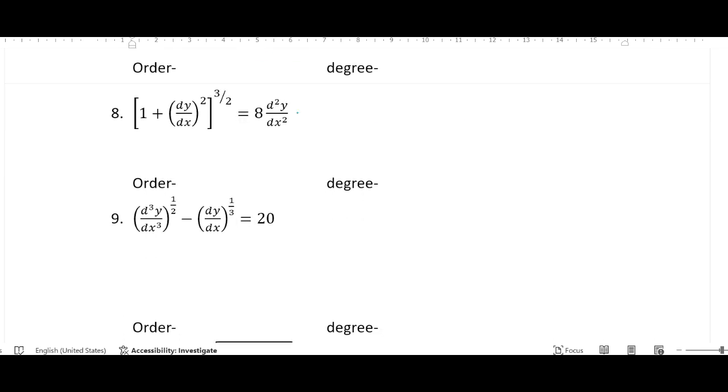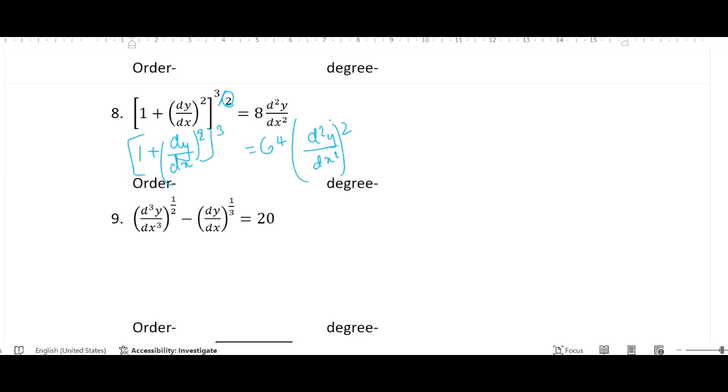Over here, if you see, you can take this square root to the other side, right? If it's 3 by 2, it means this cube under root 2, right? So you'll take this 2 on the other side, so it becomes 1 plus dy by dx the whole square, and this whole cube is equal to 64 d square y upon dx square the whole square.